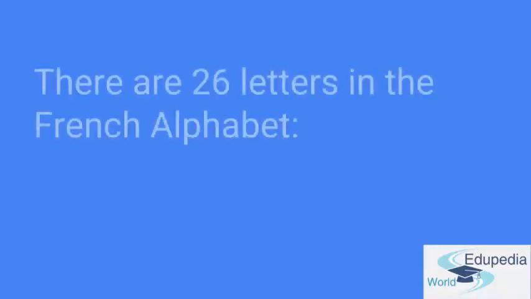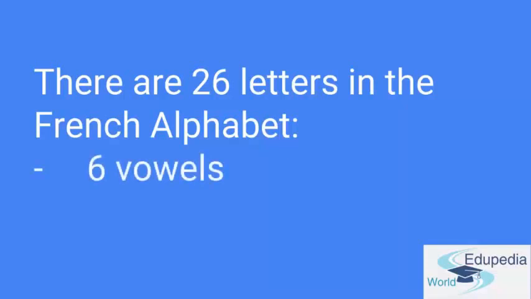So, just to summarize everything, there are 26 letters in the French alphabet, just like in English. We have 6 vowels, because remember, in French we count the Y as a vowel, it's not a consonant. And then we have 20 consonants.